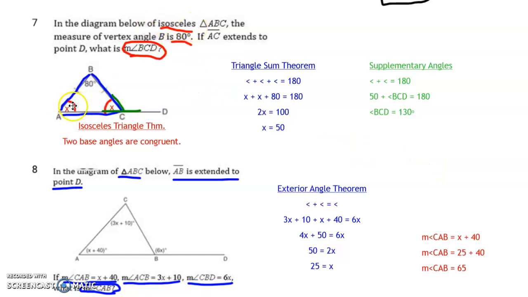That means that these two base angles are congruent. That's why I wrote down the isosceles triangle theorem. The Triangle Sum Theorem tells us that the three angles are equal to 180. So x plus 80, these three angles, are equal to 180. Then we solve for x.